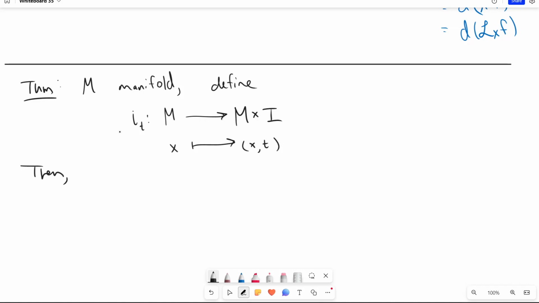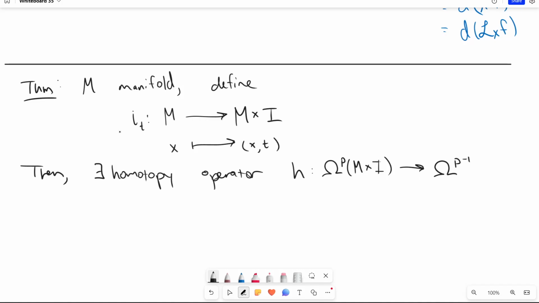Then there exists a homotopy operator H, which takes in forms on M cross I and gives you a lower dimensional, a k minus 1 form on M. For it to be a homotopy operator, what that means is that i star at time 1 minus i star at time 0 is equal to Hd plus dH.